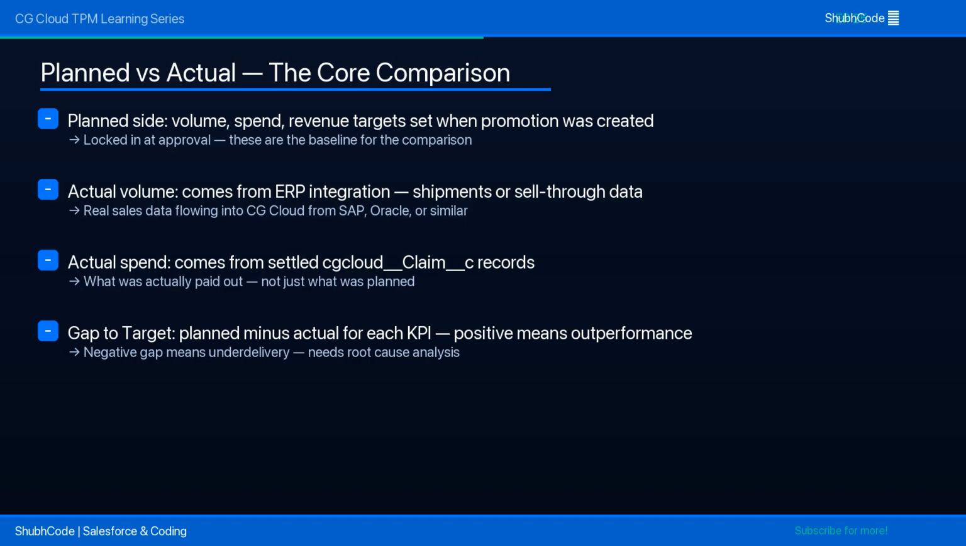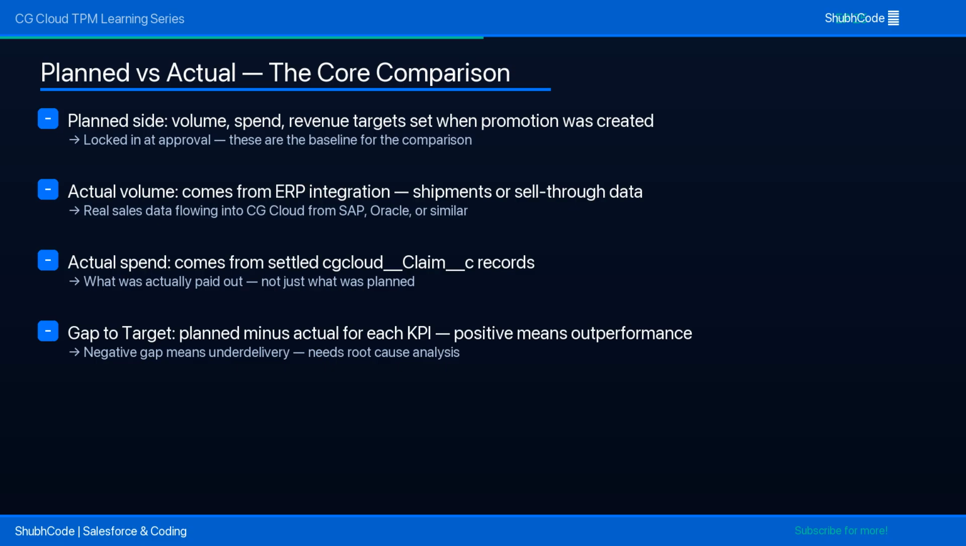The heart of post-event analysis is the planned versus actual comparison. On the planning side, you have everything the KAM committed to at approval. Planned volume, units expected to sell. Planned spend, trade budget committed to tactics. Planned revenue, expected gross revenue from promoted products. On the actual side, data comes from two sources. Volume actuals come from your ERP, actual shipments or sell-through data. Spend actuals come from settled claims, what was actually paid out.